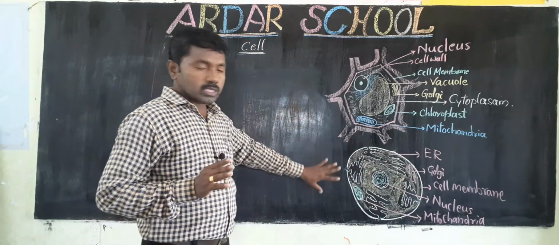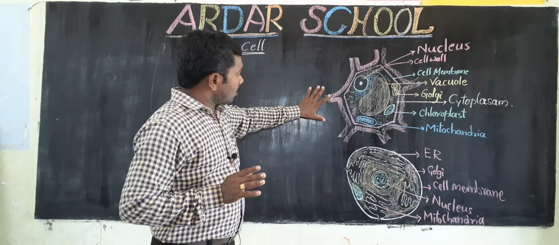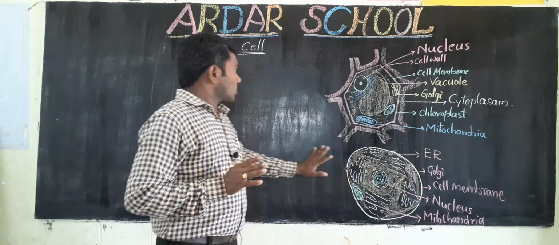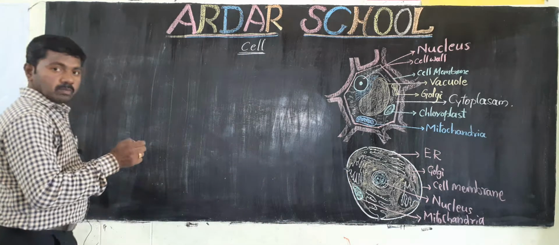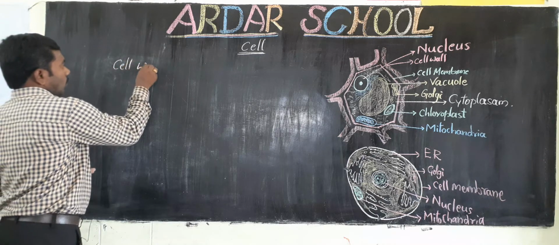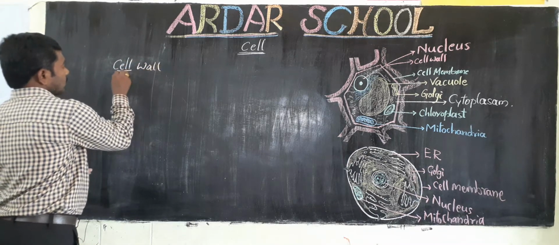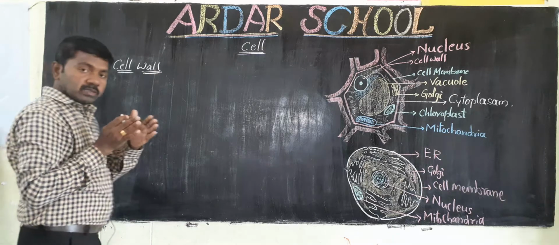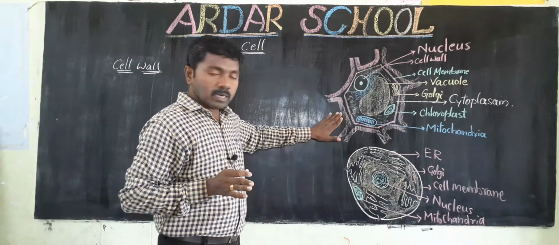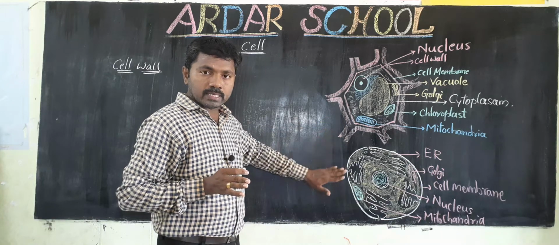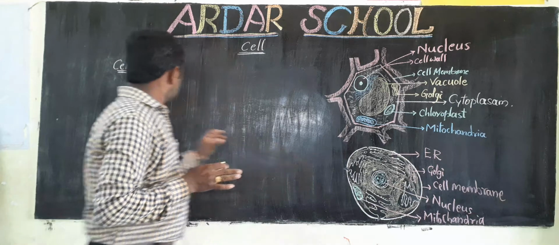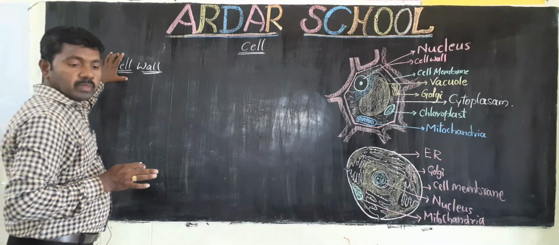Here two pictures are given. This is the plant cell, this is the animal cell. Now we discuss the cell wall. Last class we talked about the difference between the animal cell and plant cell. So what is the main difference? The cell wall.